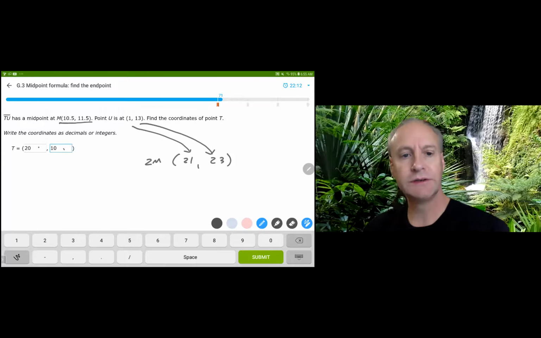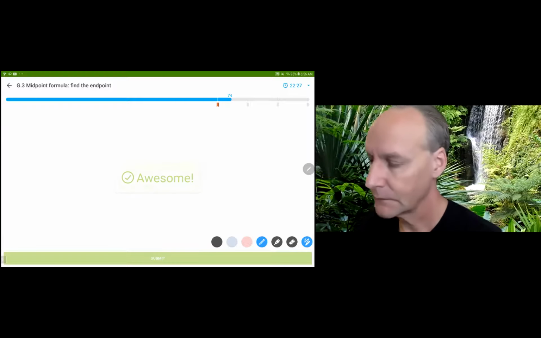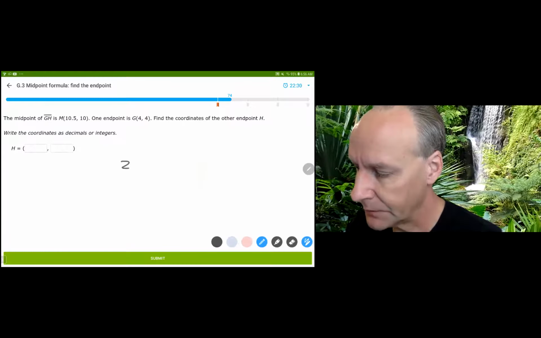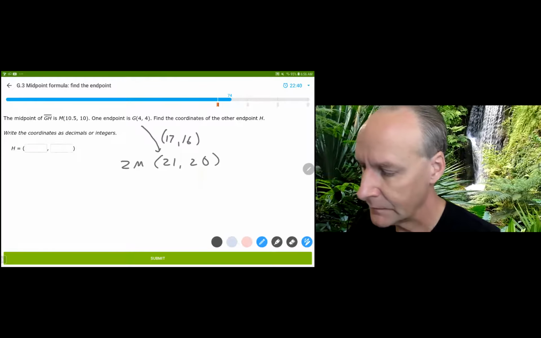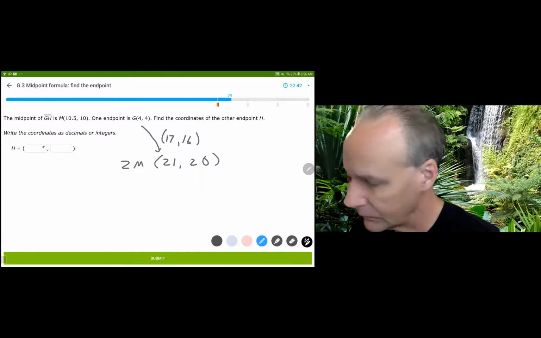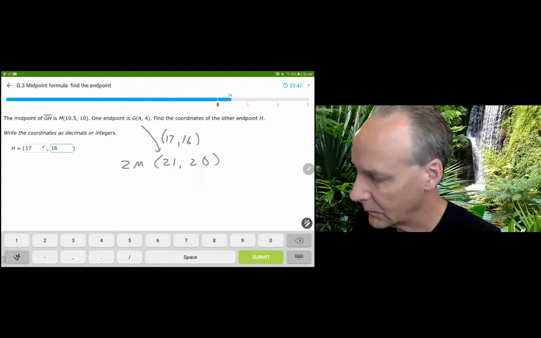One of the things I want to encourage you to do is to practice your integers. I'm doing very quick integer work here. Now this one was pretty obvious, but when there's negatives to deal with, you want to be really good with your integers. So I'm going to double my midpoint, which is at 21 and 20, and I need 17 to give me 21, and I need 16. Come on. There we go.